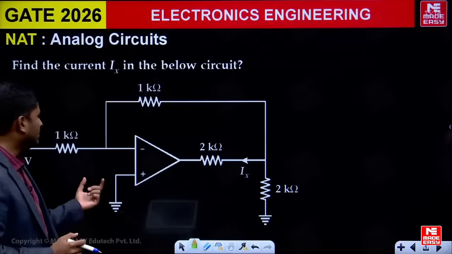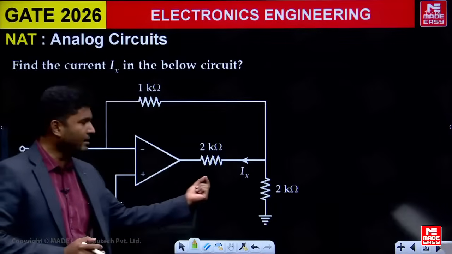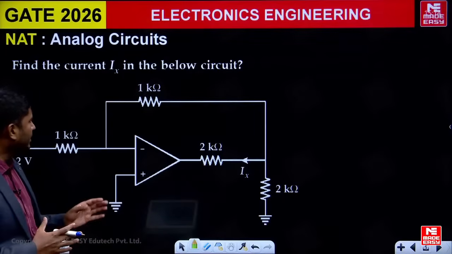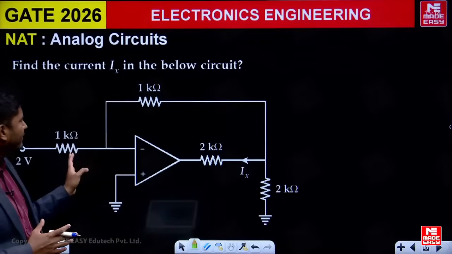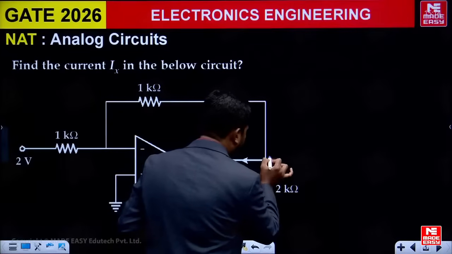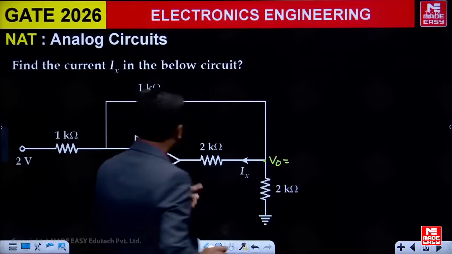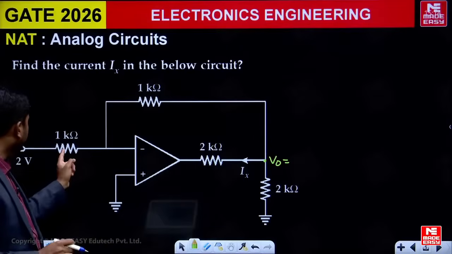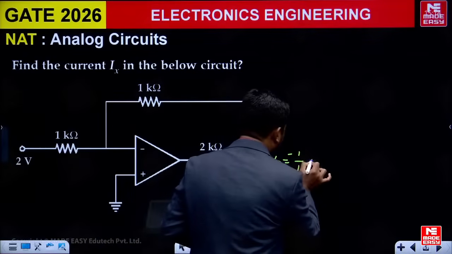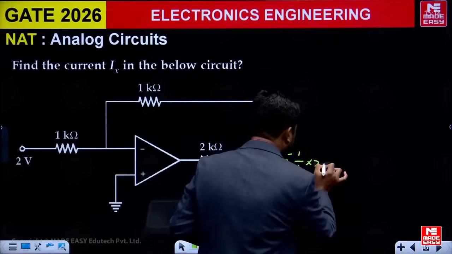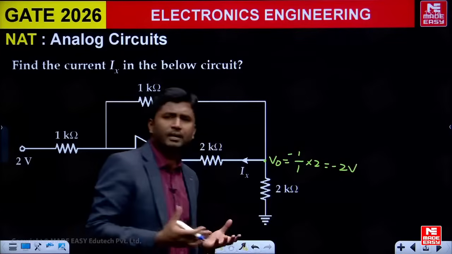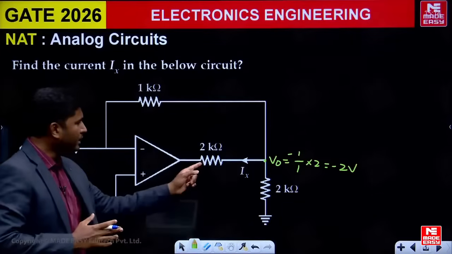This was a question about finding this current Ix. It's a negative feedback op-amp circuit, and we can treat this like an inverting type amplifier, and we can directly calculate output voltage. Vout is equal to minus R2 by R1 into input. Minus 1 by 1 into input, which is 2 volt. So this is like minus 2. We are getting output voltage of the op-amp minus 2 volt, and we have to calculate current Ix.